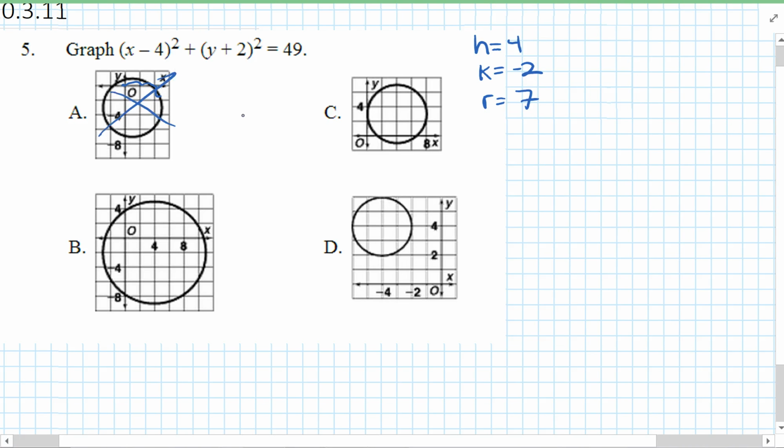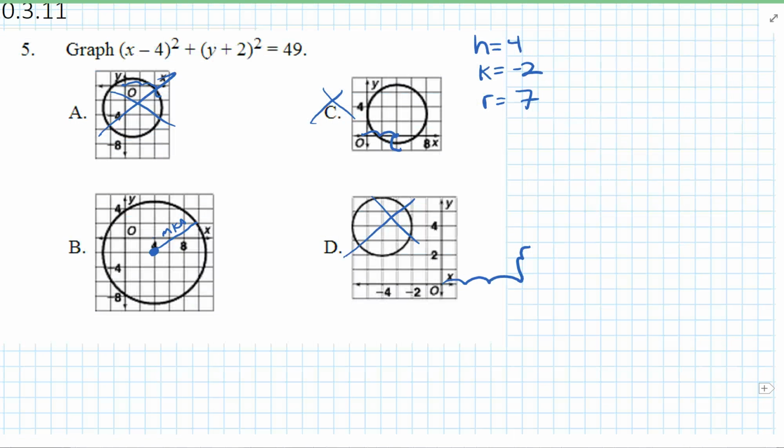So A is no good. To the right, 1, 2, 3, 4, down 2. That one's no good. All right, to the right 4, up 2. That one's no good. Okay, over 4, down 2. And now the radius has got to be 7. 2, 4, 6, 7. So we'll just measure it off. Easy enough, right? Okay, that concludes circles.